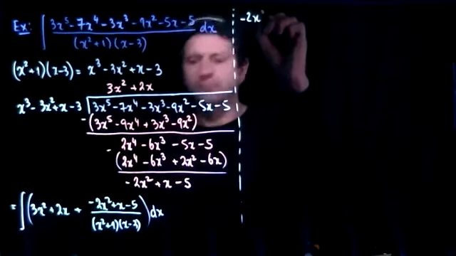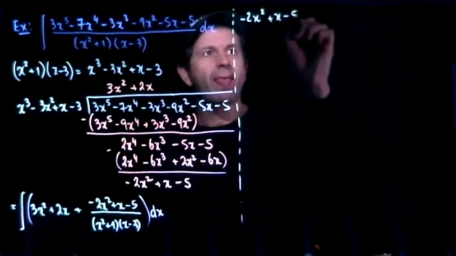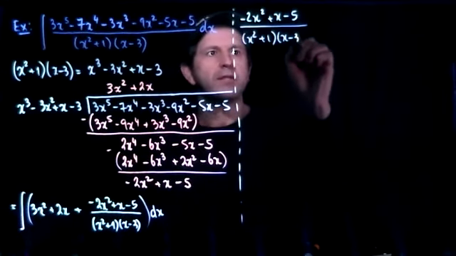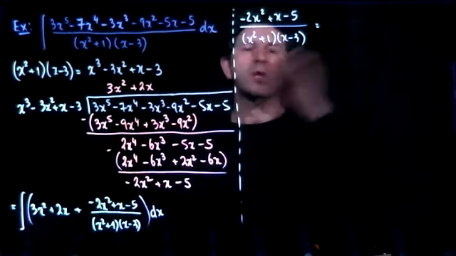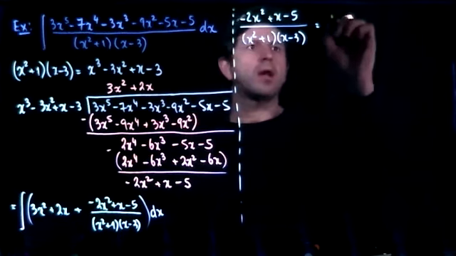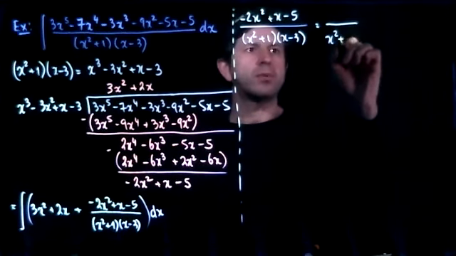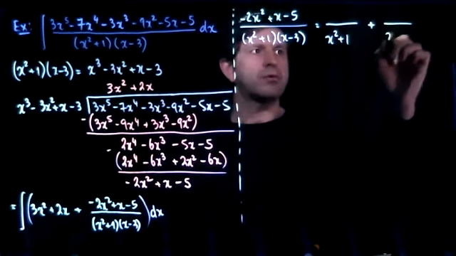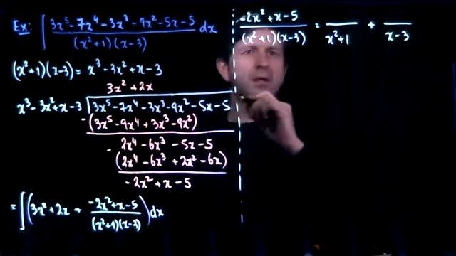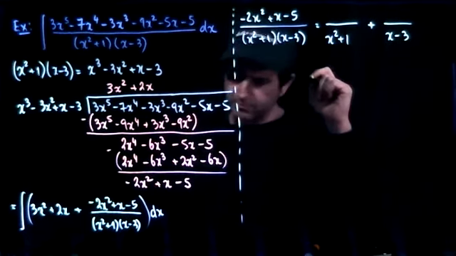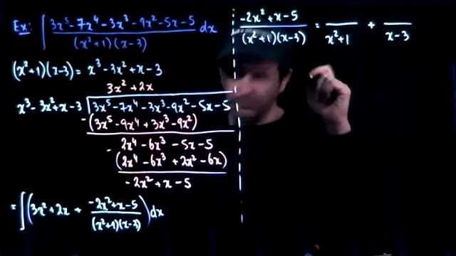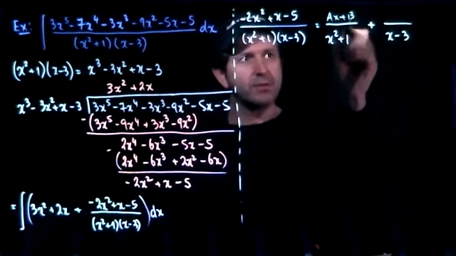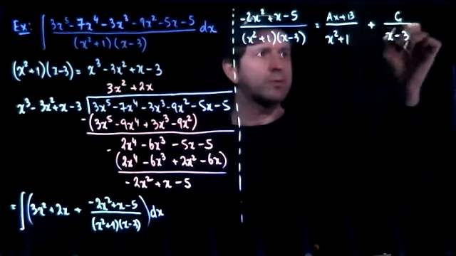Negative 2x2 plus x minus 5 over x2 plus 1 times x minus 3 is equal to, just like we did before, something over x2 plus 1 plus something over x minus 3, right? So what am I going to write here? Ax plus b. Very good. Ax plus b, because it's second degree, so I need first degree on top, and this will be a c.